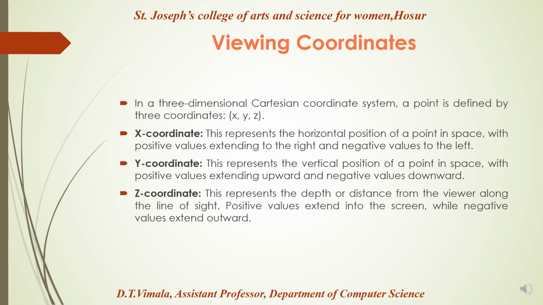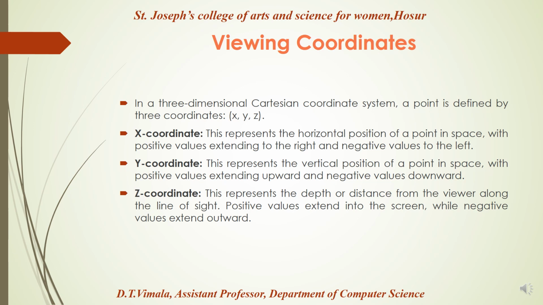Next is the viewing coordinates. We know in two dimensions we have two coordinates, x and y. In three dimensions we have three coordinates, x, y, and z. So we are seeing the three-dimensional viewing coordinates. The X coordinate represents the horizontal position of a point in space, with positive values extending to the right and negative values to the left.